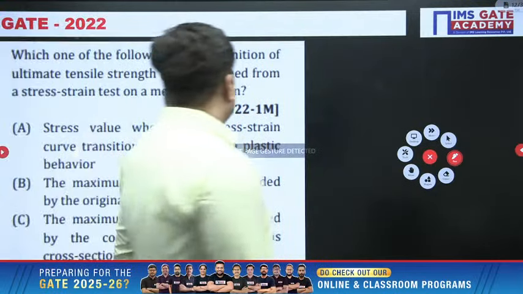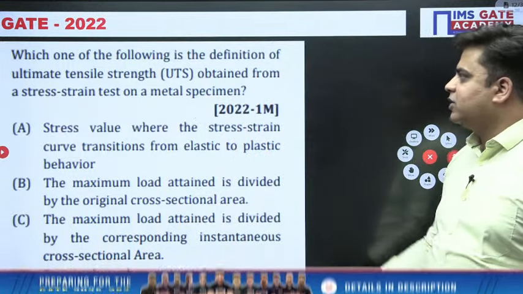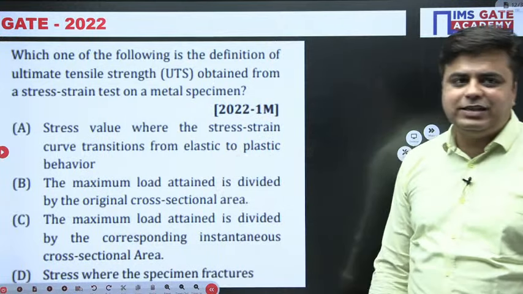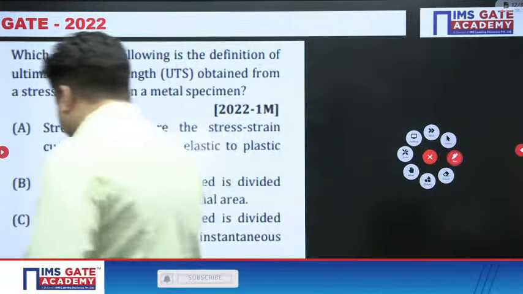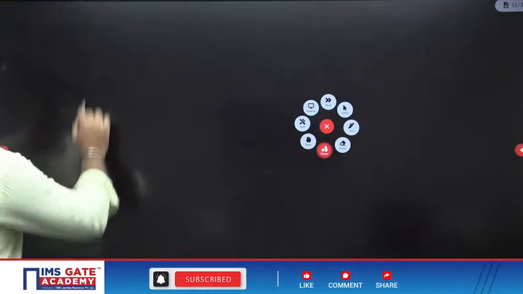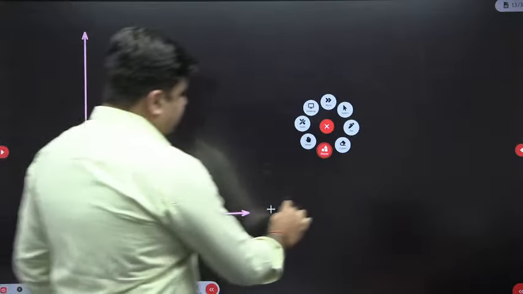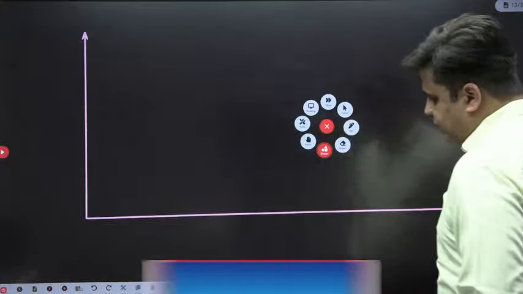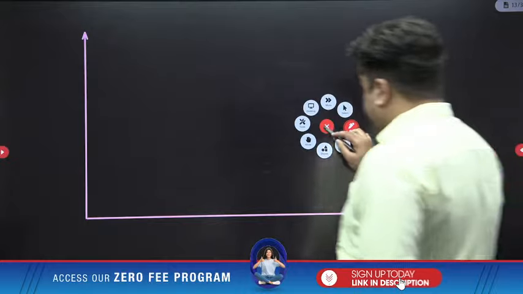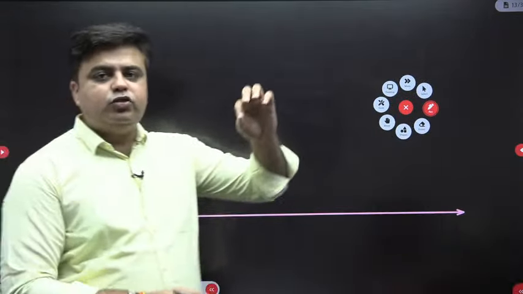The next question says, which of the following is the definition of the ultimate tensile strength UTS obtained from the stress strain test on a mild steel sample? Let's quickly see this. What is a mild steel test? You take a cylindrical specimen in which the gauge length to gauge diameter ratio is 4. Gauge length is that length over which the elongations are measured using the extensometer, and this specimen is fixed in the universal tensile testing machine and uniformly loaded.